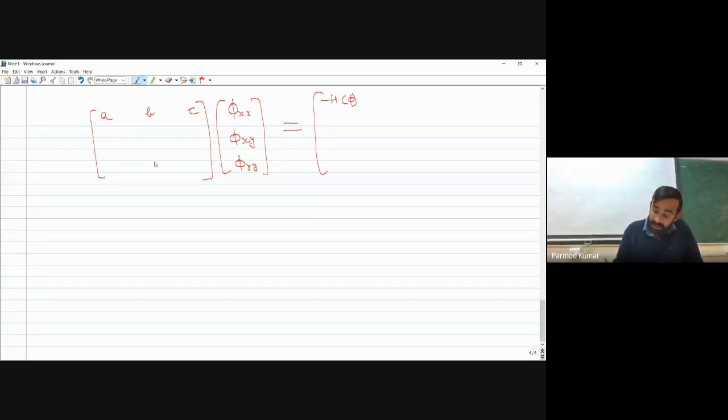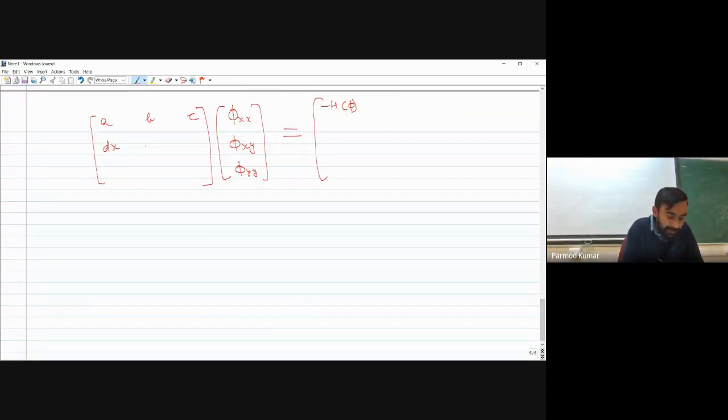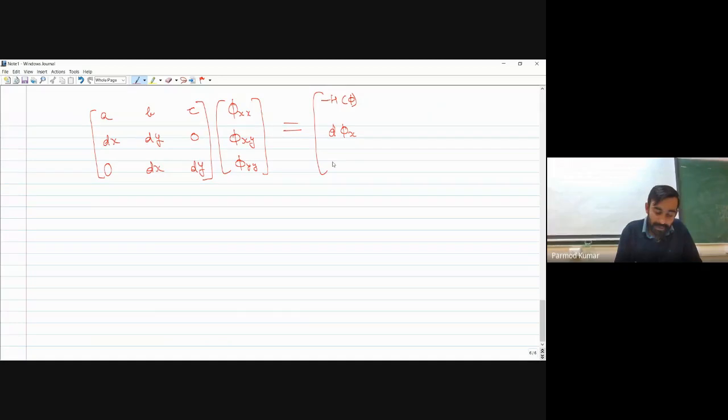Okay, then if you go to equation number 2, with phi xx we have constant dx, and with phi xy we have dy. Okay, so I'll be having over here dx, dy, 0, and this side we will be having d phi x. And here we will be having first 0, then dx, dy, because with d phi y I have dx with phi xy, and with phi yy I have dy coefficient. Okay, now here I'll be having d phi y.